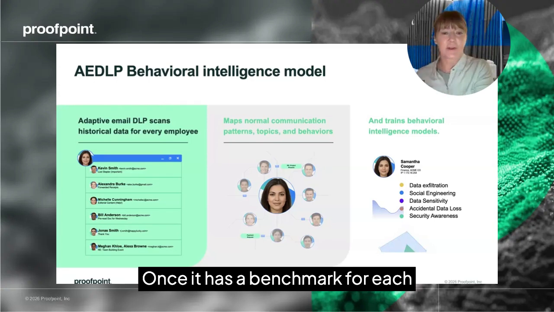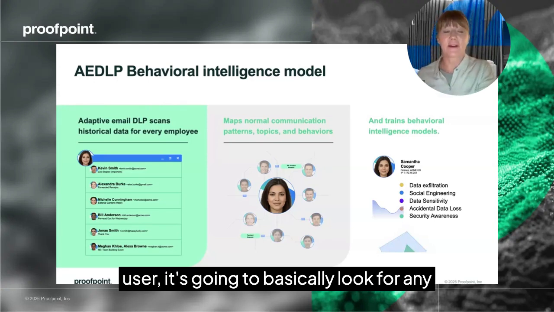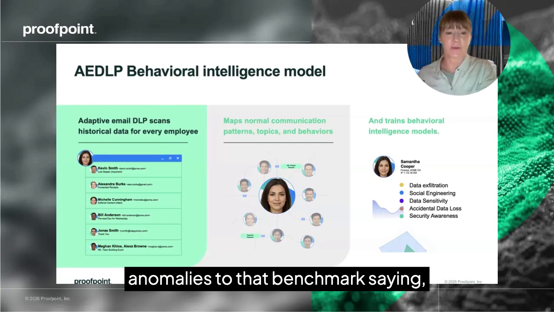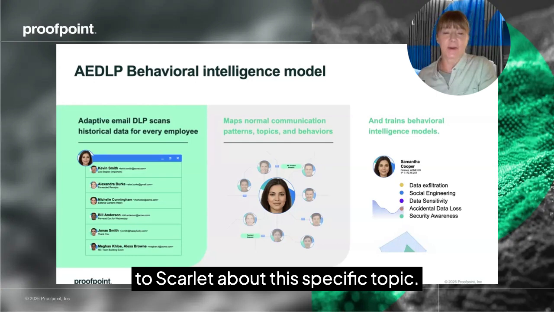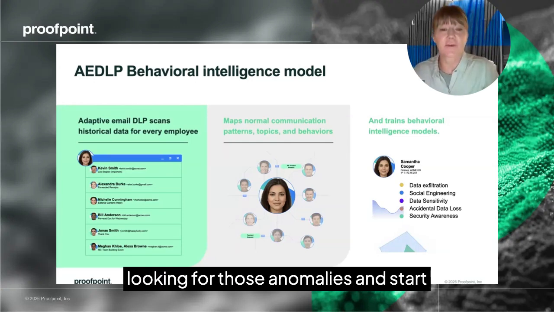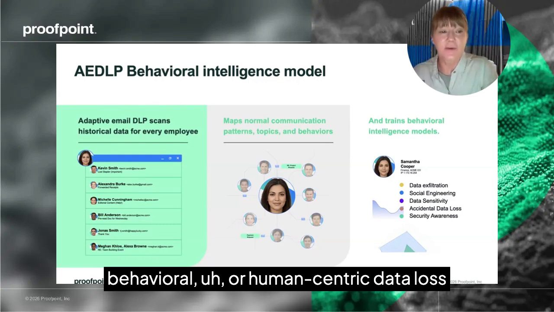Once it has a benchmark for each user, it's going to basically look for any anomalies to that benchmark, saying, maybe Angela doesn't typically talk to Scarlett about this specific topic. Within 12 to 24 hours, it's going to start looking for those anomalies and start detecting and preventing any sort of behavioral or human-centric data loss.